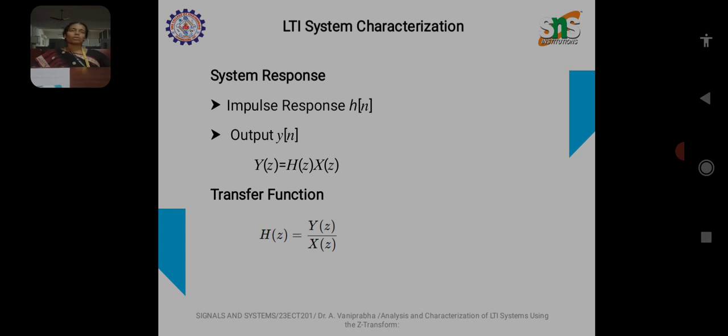Therefore, the output Y of Z is equal to a convolution of the Z transform of impulse response and input signal. Then transfer function, it is H of Z, which is the ratio of output by the input, Y of Z by X of Z.